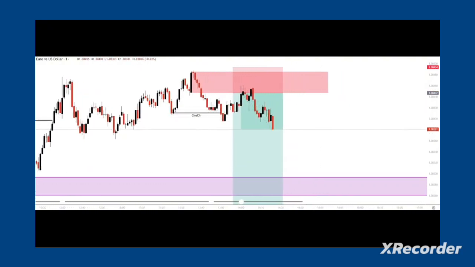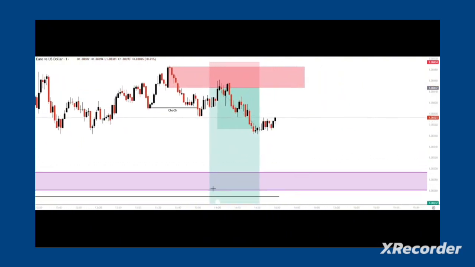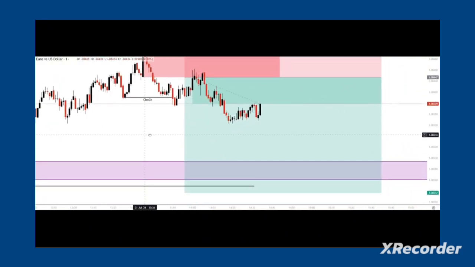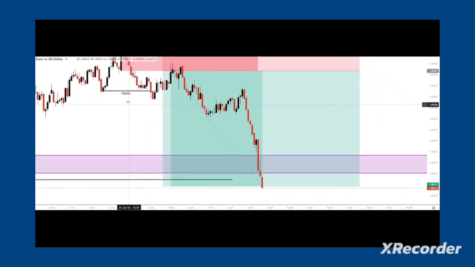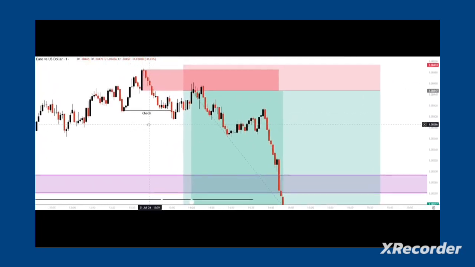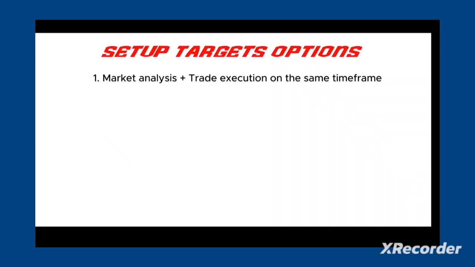The trend is going on our side as bearish momentum started picking up. And that was a great setup. This type of setup is not met often, but is a very high quality one. Now, we need to understand the options of setup targets, and they usually depend on the time frame. We do the analysis compared to the time frame we execute the trade.